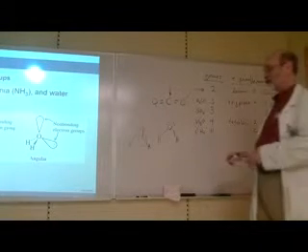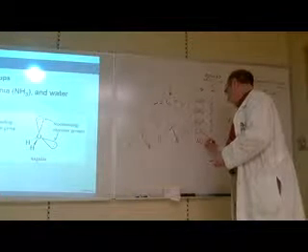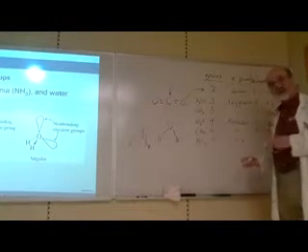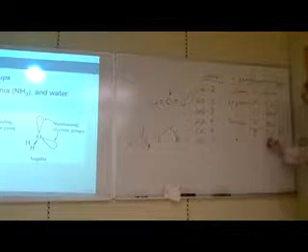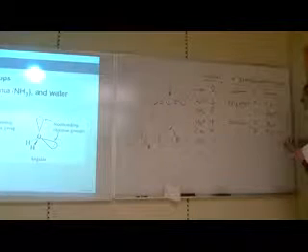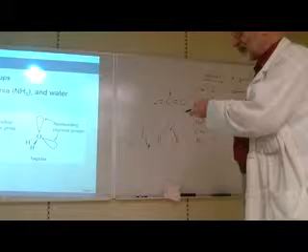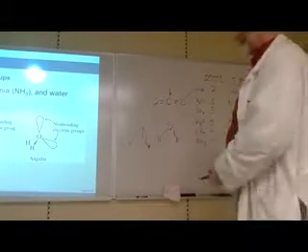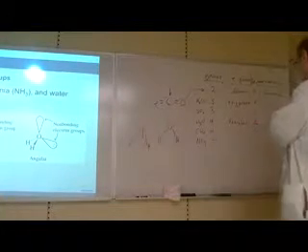Okay, the next one is ammonia. So ammonia has that one lone pair. It has four groups, so it's still tetrahedron electronic, but with one lone pair, it becomes a trigonal pyramid. Okay? So it has a triangular base with nitrogen at the apex. That's a trigonal pyramid. And there's water. We got water already.